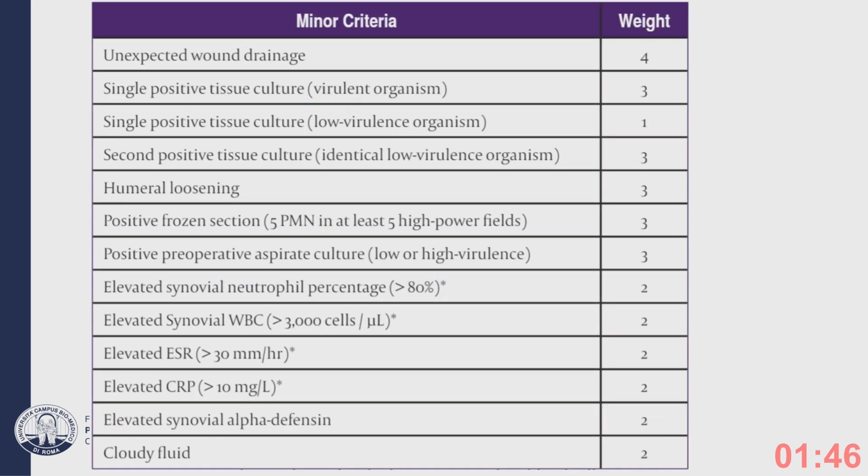So the minor criteria you see on the right side of the slide, the weight from 4 to 1. And these are unexpected wound drainage, single positive tissue culture of a virulent organism, single positive tissue culture of a low virulence organism, second positive tissue culture of an identical low virulence organism, but you see the weight is different, humeral loosening, 3, positive frozen section, positive preoperative aspirate culture, elevated synovial neutrophil percentage, elevated synovial white blood cells, elevated ESR, elevated CRP, elevated synovial alpha defensin, and cloudy fluid.